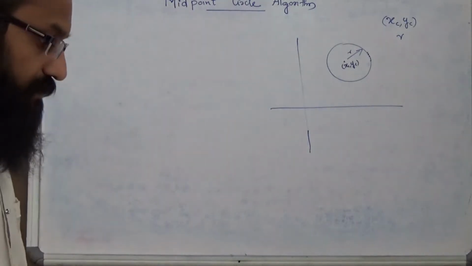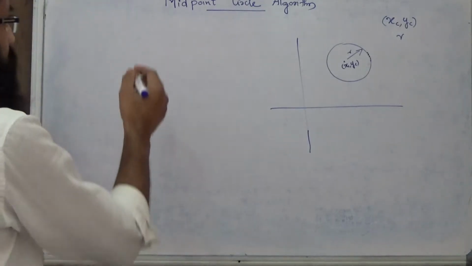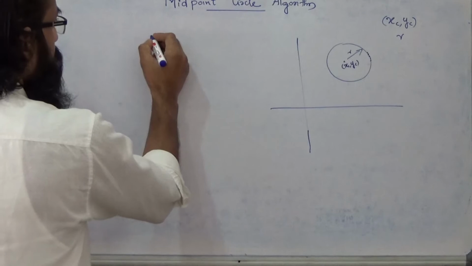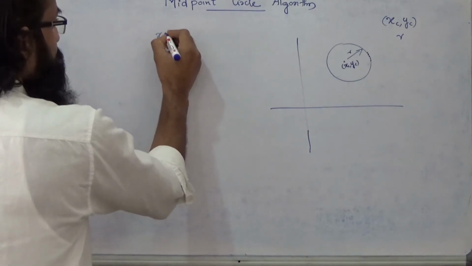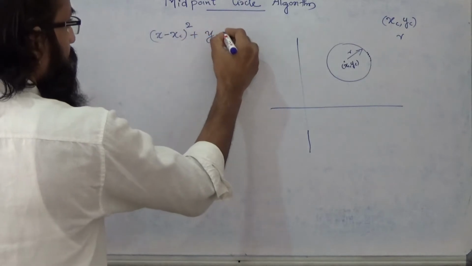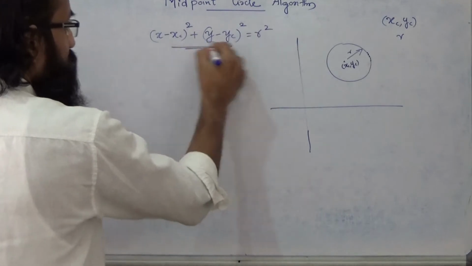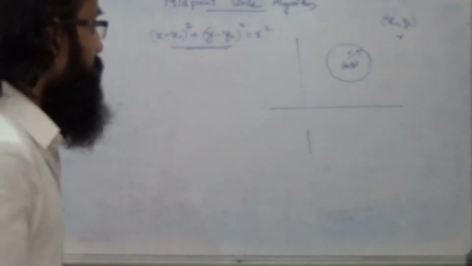We can determine the points on the circumference of the circle using the Cartesian coordinate equation: x minus xc the whole square plus y minus yc the whole square equals r square. This is based on the Pythagoras theorem.